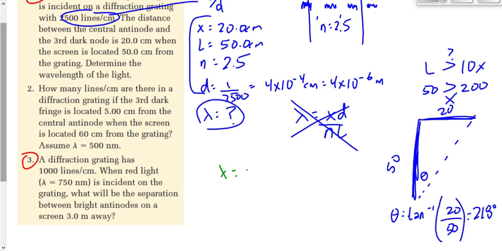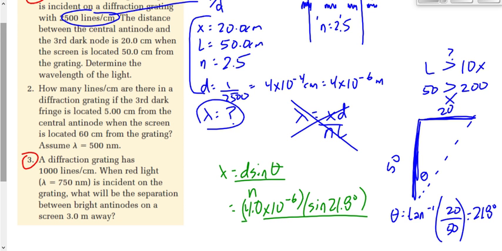Lambda is equal to d sine theta over n. D is, what do we say it was? 4 times 10 to the minus 6 meters. Make sure you're in meters here. Times sine 21.8 degrees over n. N was 2.5. And Del, what did that work out to be? 5.9 times 10 to the minus 7 meters.